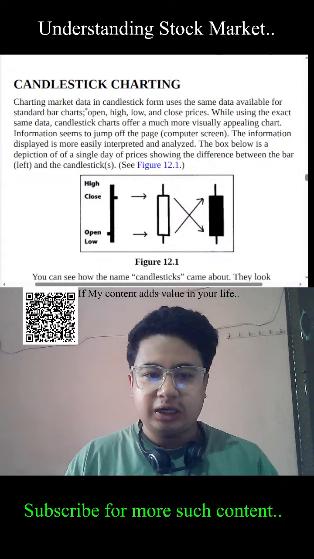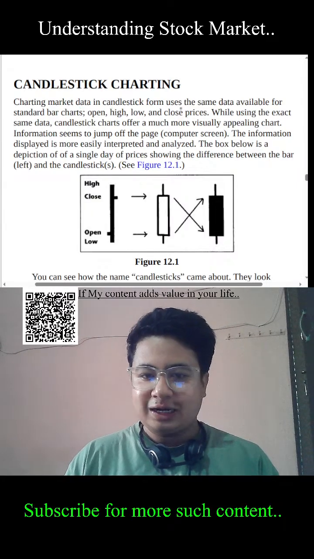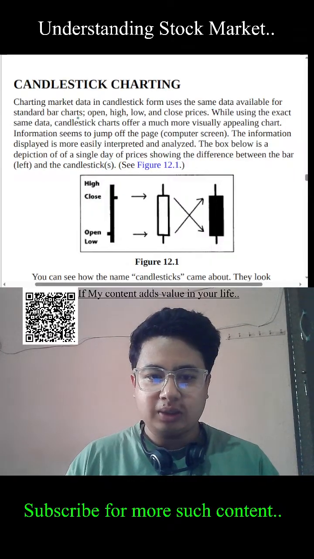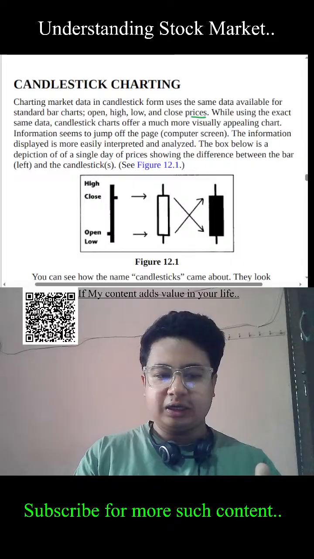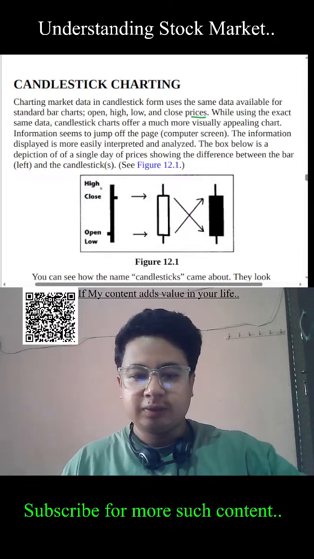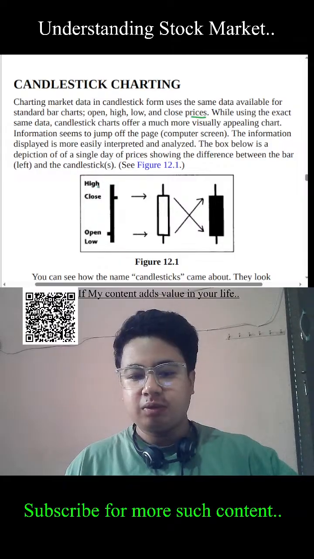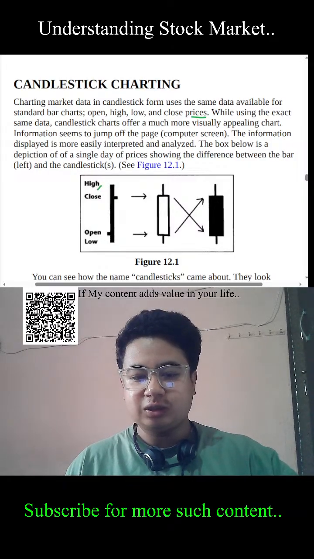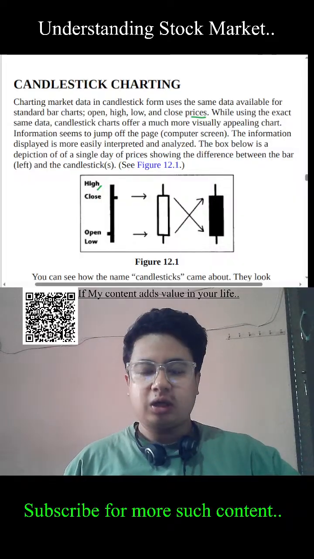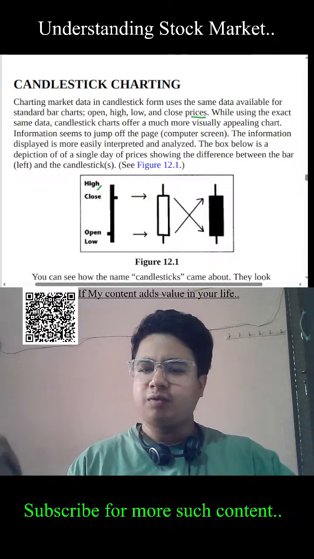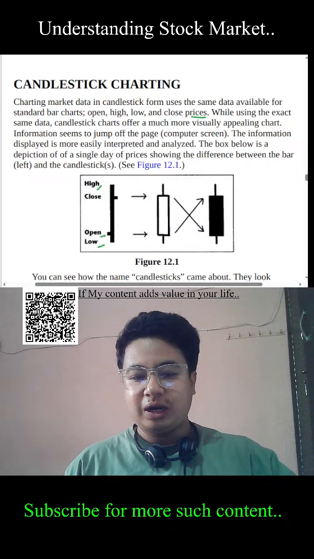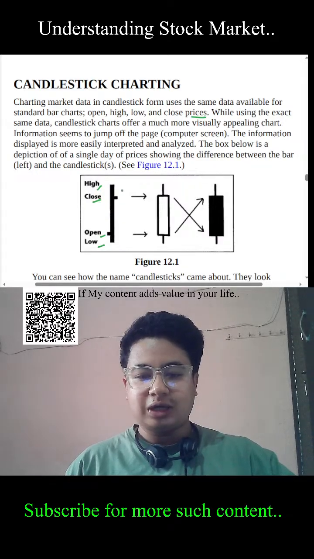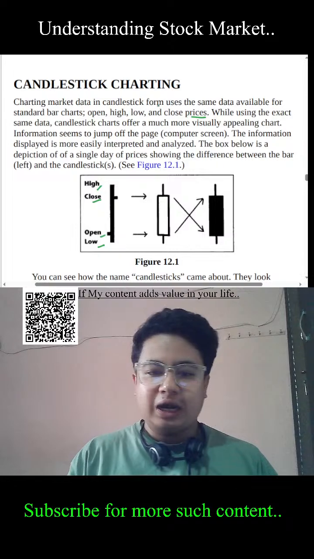Candlestick charting. Charting market data in candlestick form uses the same data available for standard bar charts: open, high, low, and closing price. Okay, see, basically a candle tells us these many things. In that particular time frame, it will tell what was the highest price it reached, if we are talking about a particular stock or a future or option case. So it will tell the highest point, lowest point, where exactly it opened and where exactly it closed. These are the four pieces of information every candle will tell.